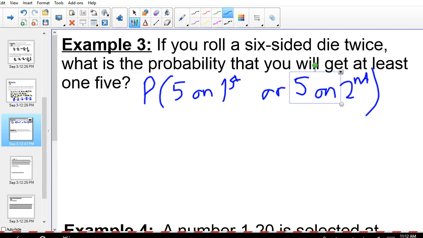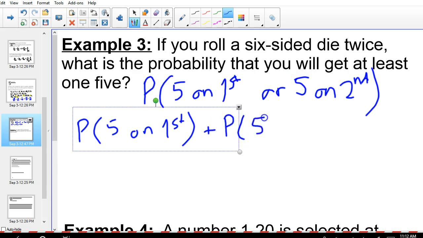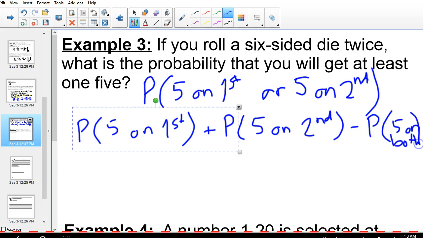So what we've got to do here is probability of 5 on the first roll plus the probability of 5 on the second minus the probability of 5 on both. Because we don't want to count that possibility. If we do 5 on the first roll and 5 on the second roll, there is a possibility that we got 5 on both of those rolls. So we would do the probability of 5 on the first roll, which is 1 out of 6. And then the probability that we get 5 on the second roll, which is 1 out of 6.